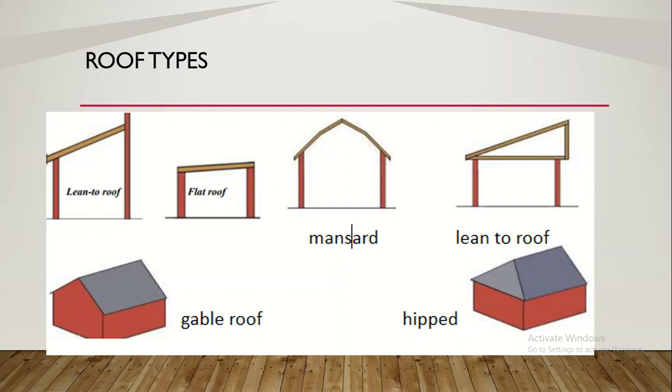After recognizing all those types, now we come to the roof types. Here you can check and see the different types of roofs that we were talking about. The first one is lean-to roof, flat roof, mansard, lean-to roof, gable roof, how it was sloping on both ends. Then the last one is hipped roof.